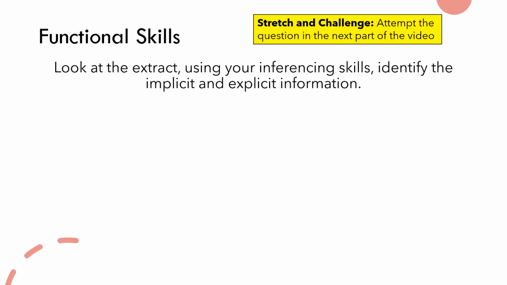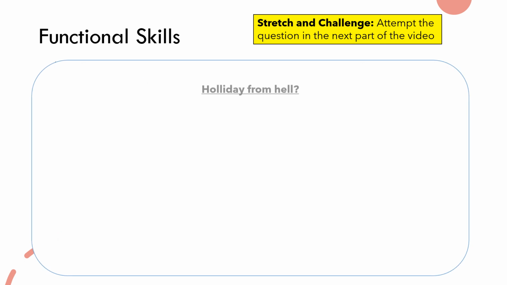Look at the extract and using the skills of inferencing, try to identify the implicit and explicit information. So the first thing you'll notice when we have a look at the extract is that it's clearly used a headline. It says there, "Holiday from Hell." You can also see there as well that it's used a rhetorical question.